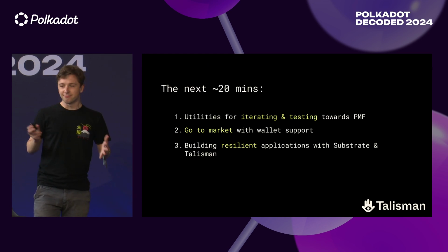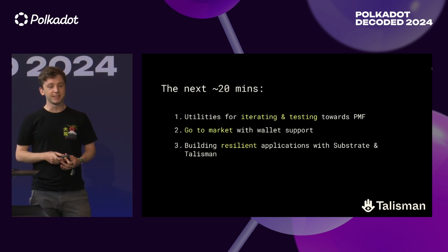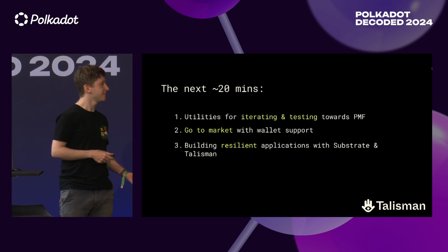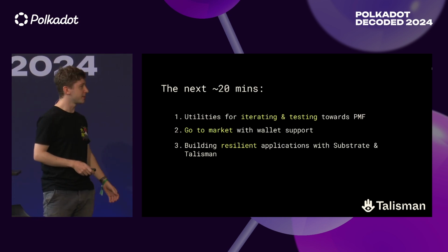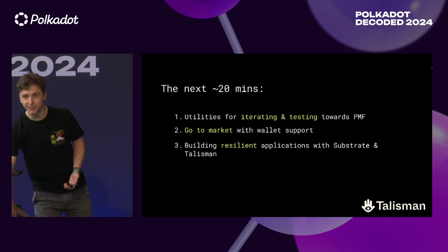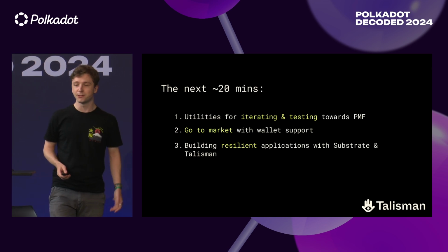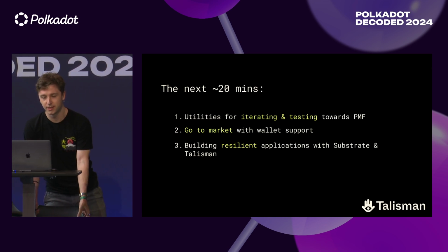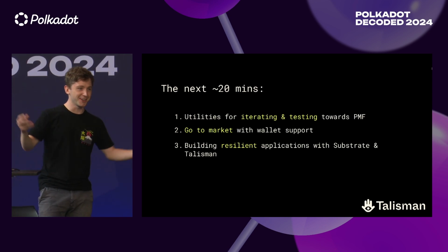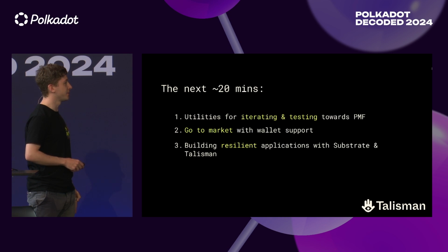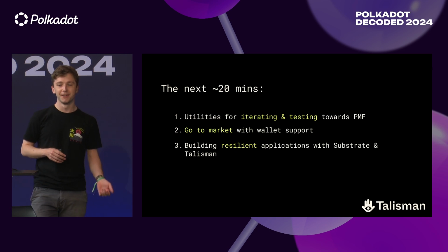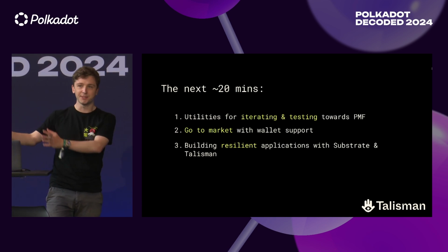And we'll be doing this in roughly 3 parts. Talisman has built some utilities and some little libraries that help you iterate and test towards finding product market fit inside of the application layer, building on Substrate. Another part of building applications in the browser is having wallet support. And you want to be able to go to market with wallet support really easily, and that's something that we'll cover today as well. And in the 3rd section, we will increase the amount of hand-waving, grandiose statements as I describe how you can build a particularly resilient application with Substrate and Talisman, and why this might be performant compared to other ecosystems' efforts in the application layer.